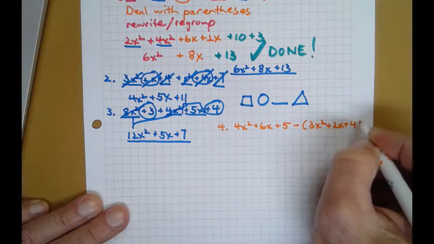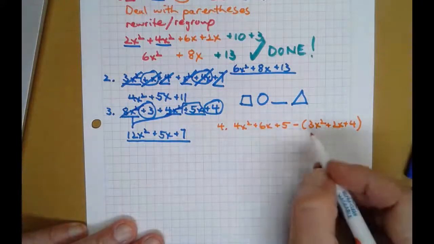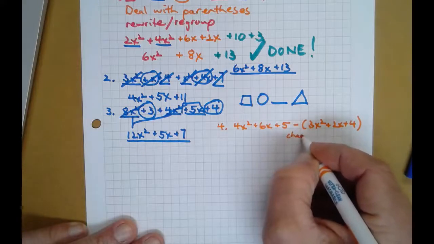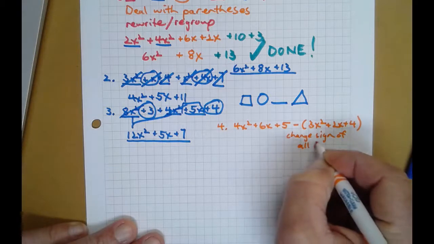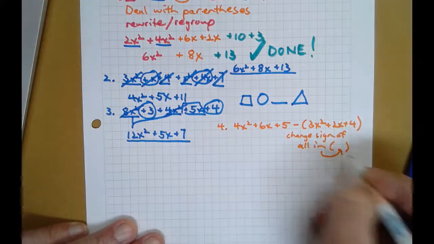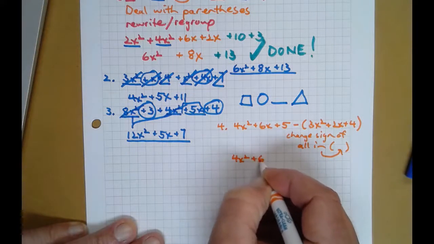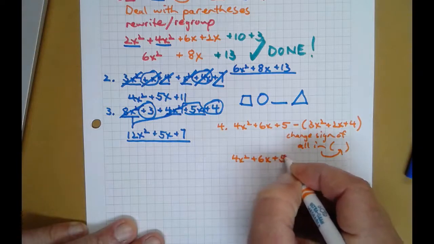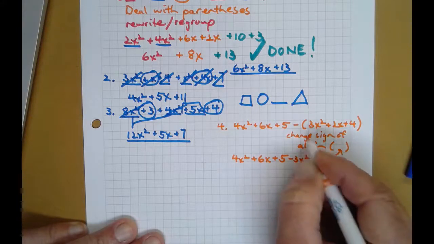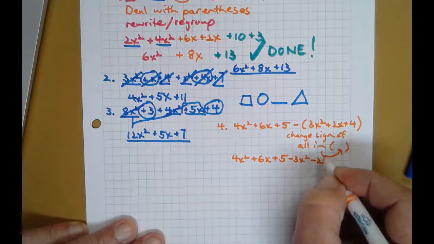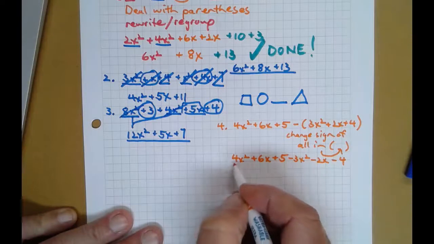This time I kept the parentheses because I have a negative sign out here, which means it's going to change the sign of all in the parentheses. Okay, so here we go. I'm going to rewrite the whole thing with signs changed. Opposite of 3x squared, opposite of 2x, opposite of 4. There, it's all rewritten.